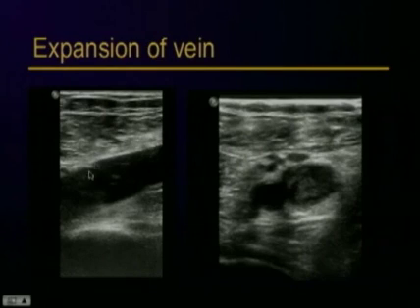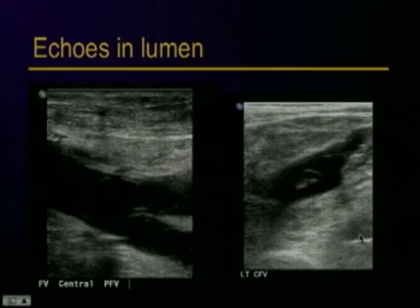Thrombus can fill the vein and can expand the vein, and you can see here that this vein is filled with thrombus but is also much larger than the adjacent artery. You may see echoes within the lumen, and you've seen from the prior pictures that the echoes may vary. You may see more echogenic material or less echogenic material, and it sometimes may look anechoic depending on the settings in your machine.